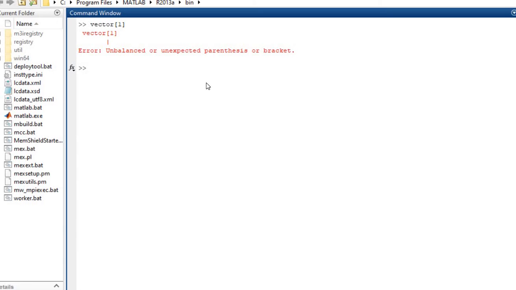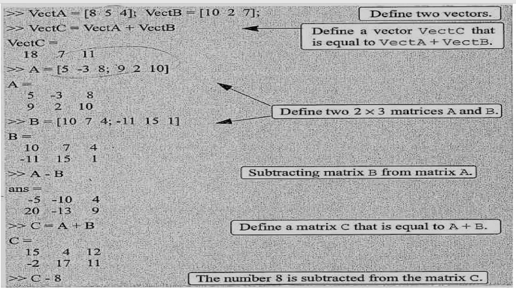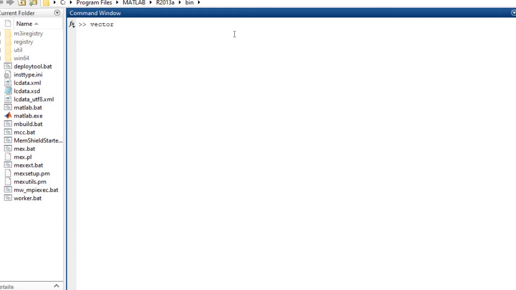So type clear to clear this screen. Type the first one, vector A equal to, take a matrix 2, 3, 5, 4, 2, 7. So enter, you get the A matrix.